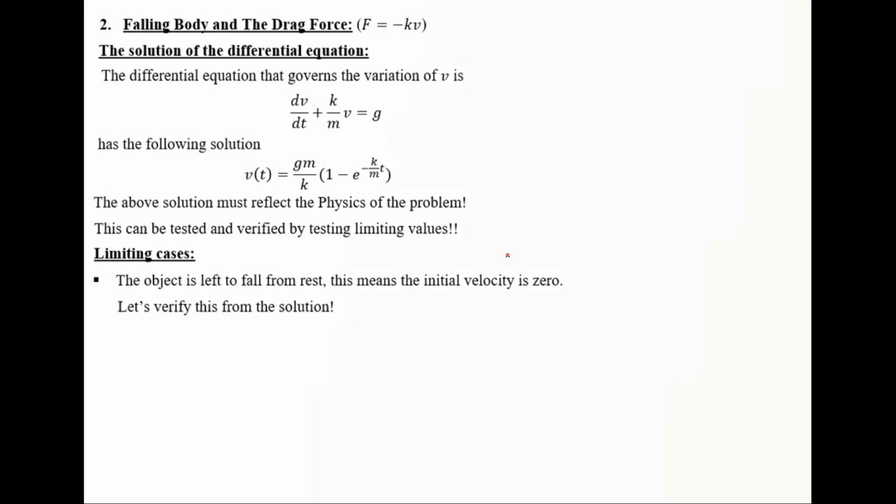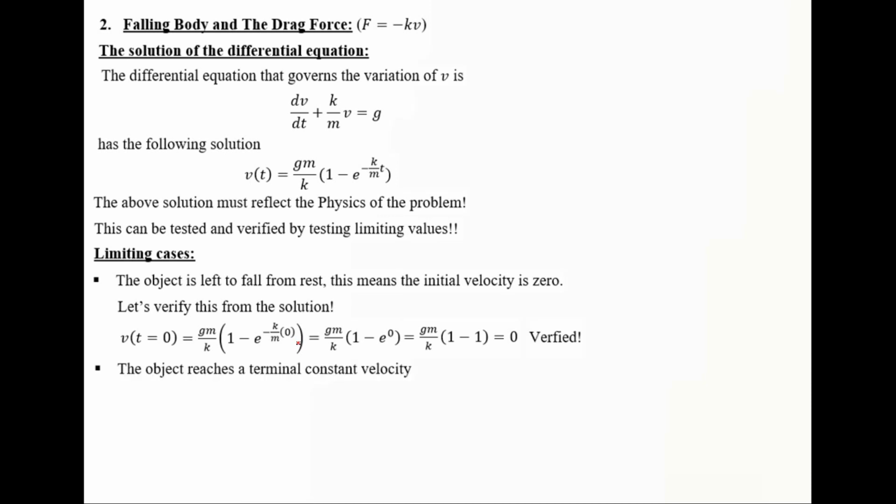Let's verify this from the solution. So let's replace t by 0. So I replaced here t by 0, then we're gonna have e to the power minus k over m multiplied by 0, which is e to the power of 0. And we know that e to the power of 0 is 1, then 1 minus 1 would give us 0, and indeed this is verified.